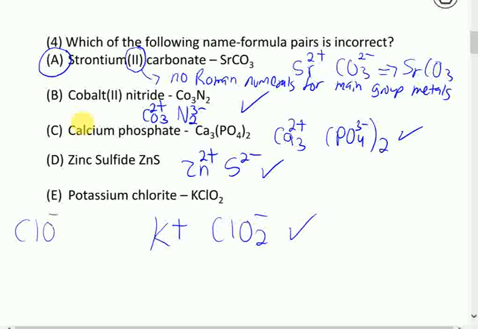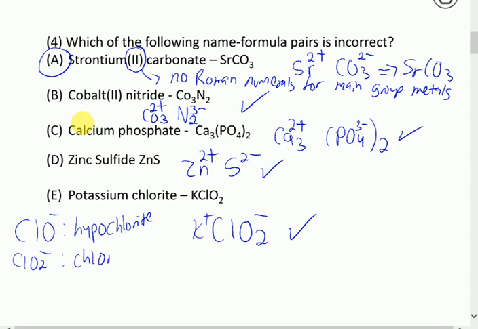So we have ClO- is hypochlorite. And then we have ClO2- is chlorite. ClO3- is chlorate. And then ClO4- is perchlorate.